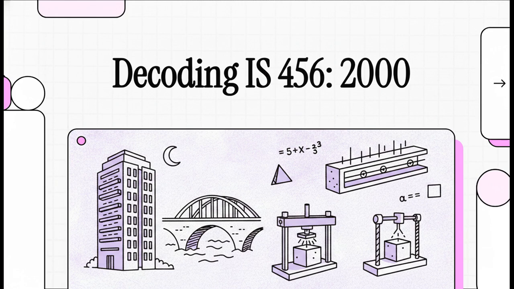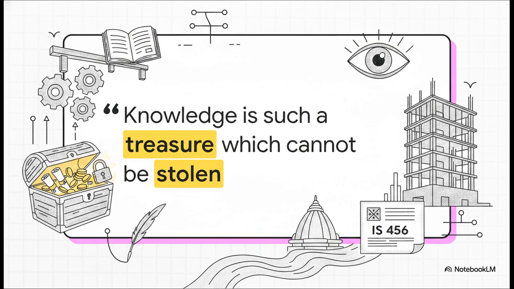engineering. We're going to unpack this standard, chapter by chapter, to really understand the non-negotiable rules engineers rely on to safely build the spaces we live and work in every single day. But before we get completely lost in the heavy engineering, I want to frame our discussion with some ancient wisdom. Knowledge is such a treasure which cannot be stolen, as written by Bhartrhari.